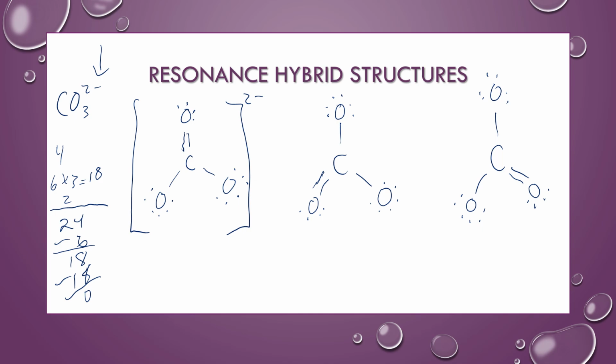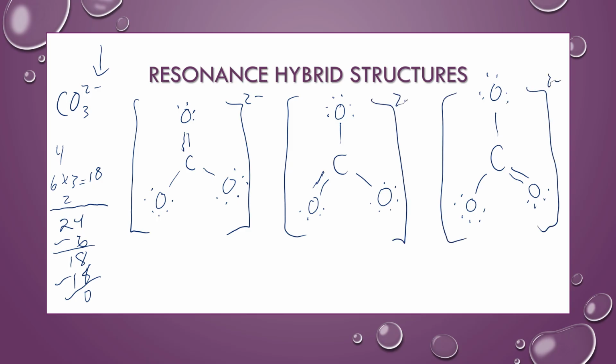So when we are drawing the Lewis structure for something where there's multiple locations where that double bond could form, you have to draw all of those different structures. So I'm going to go ahead and put my brackets around like this. And we use a double-headed arrow, not two arrows, a double-headed arrow to show that it's resonating. Okay.